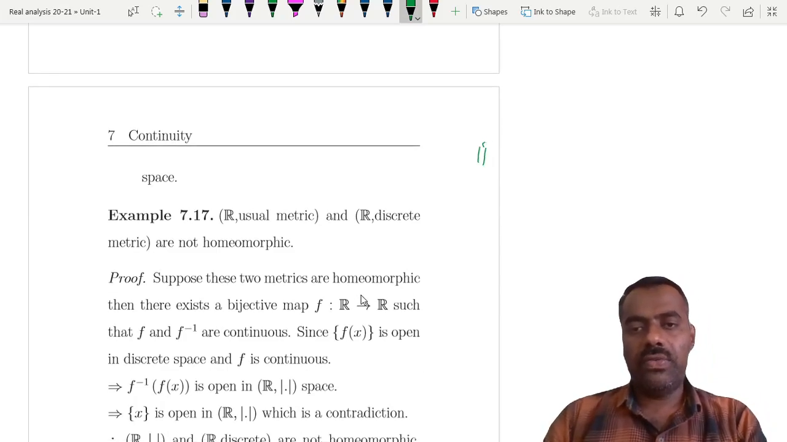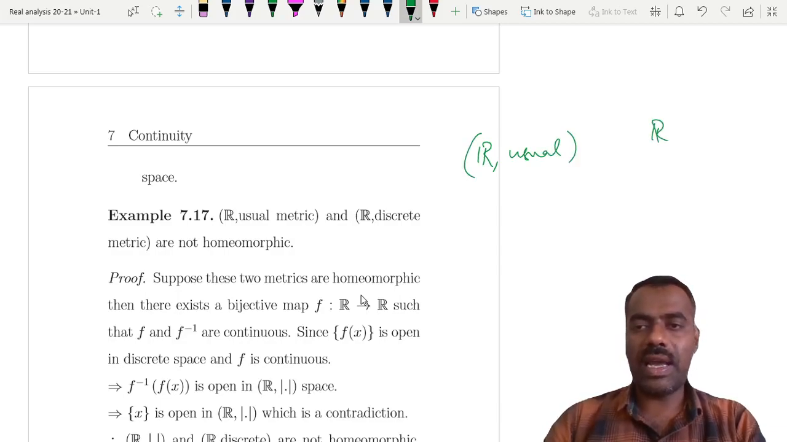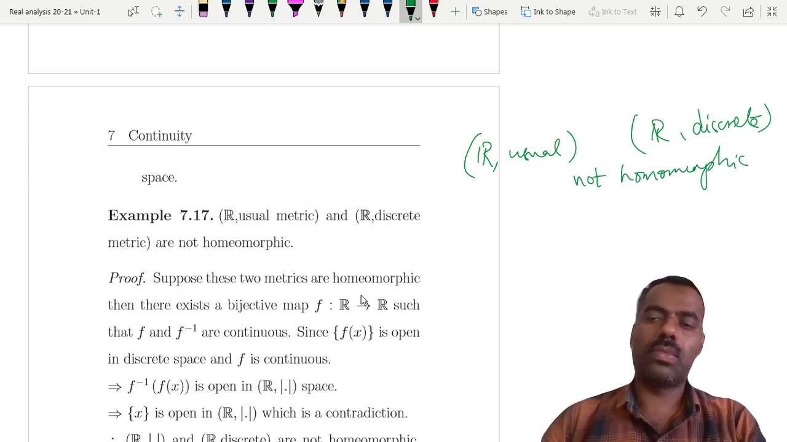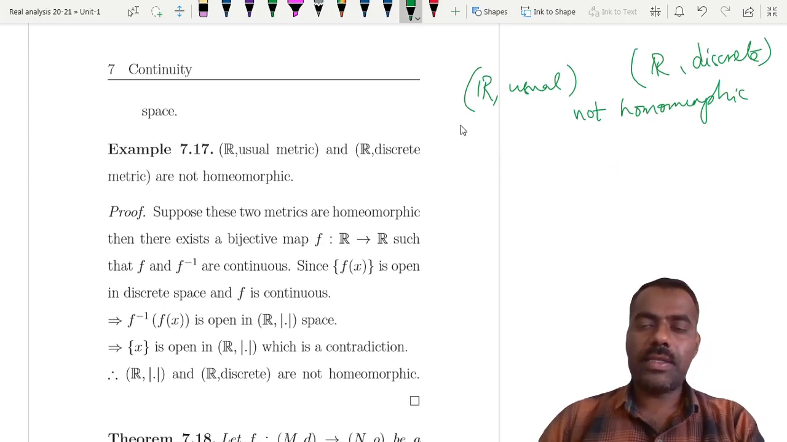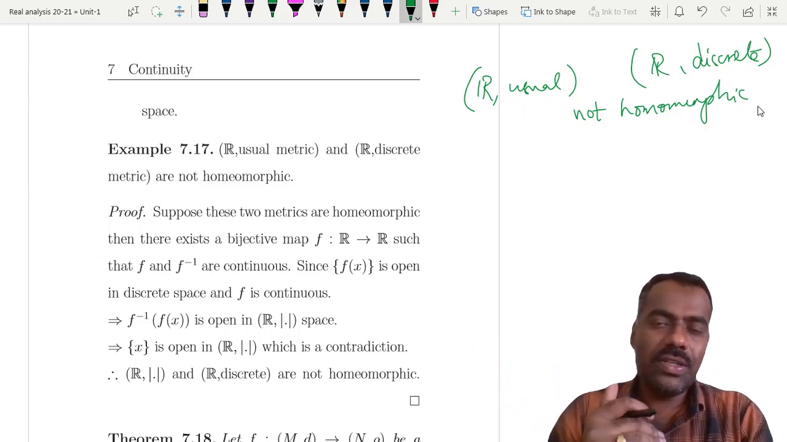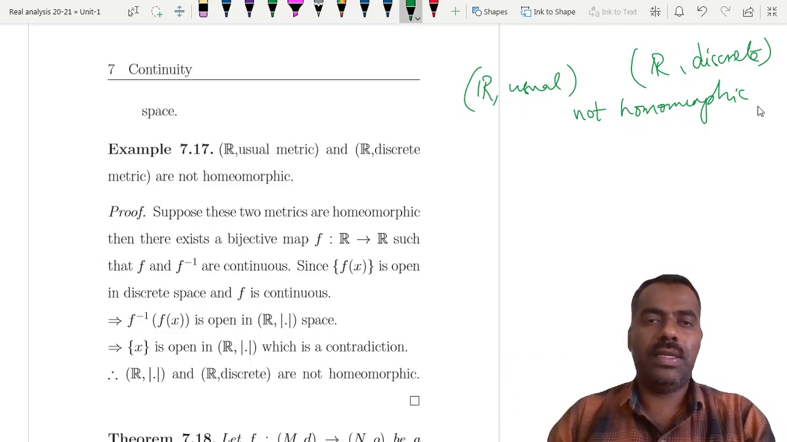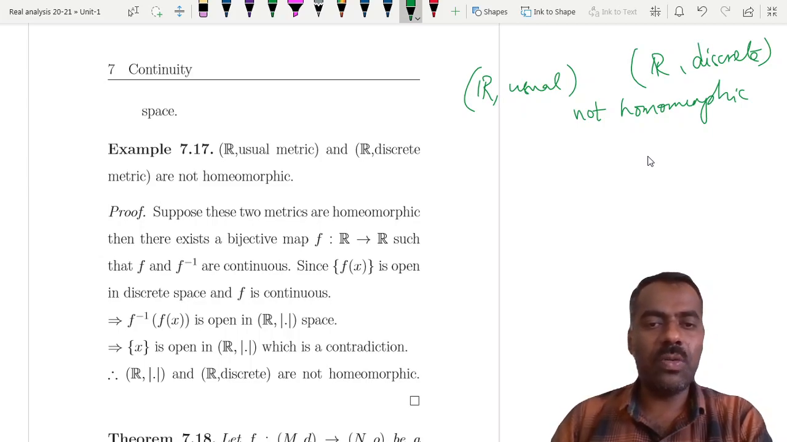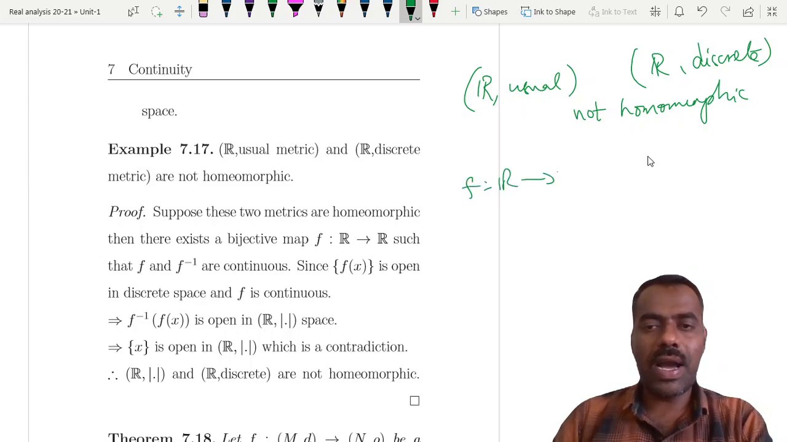Even if you are taking the same set, if the metrics are different, say R with usual metric and R with discrete metric, they are not homeomorphic. Why? Because in a discrete space we know every set is open, whereas in the usual metric it is not the case that every set is open or every set is closed. You can easily see that if at all these are homeomorphic, then f from R to R is bijective such that f and f inverse are continuous, right?